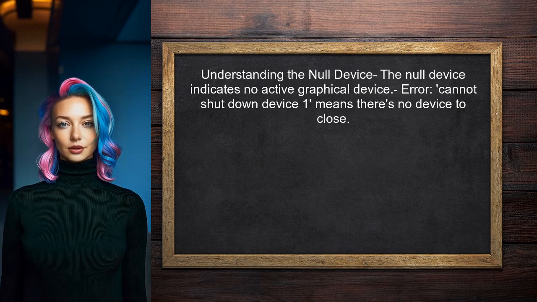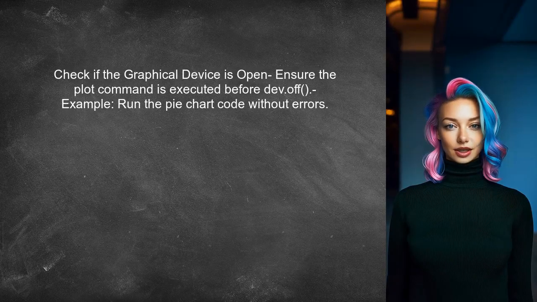To address the error the user encountered, we first need to understand what the null device is. The null device is a placeholder in R that indicates no active graphical device is open. Next, the user should check if the graphical device is properly opened before attempting to close it. This can be done by ensuring that the plot command is executed correctly.